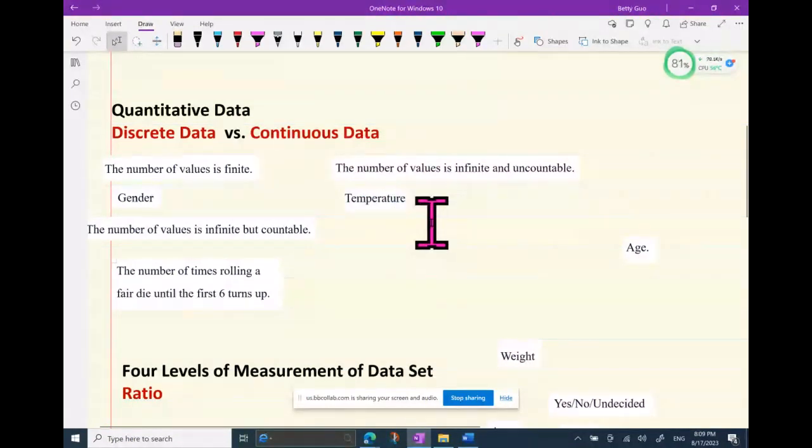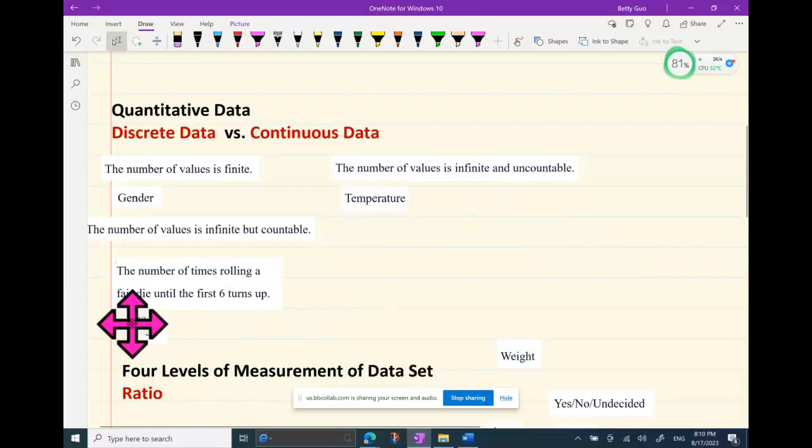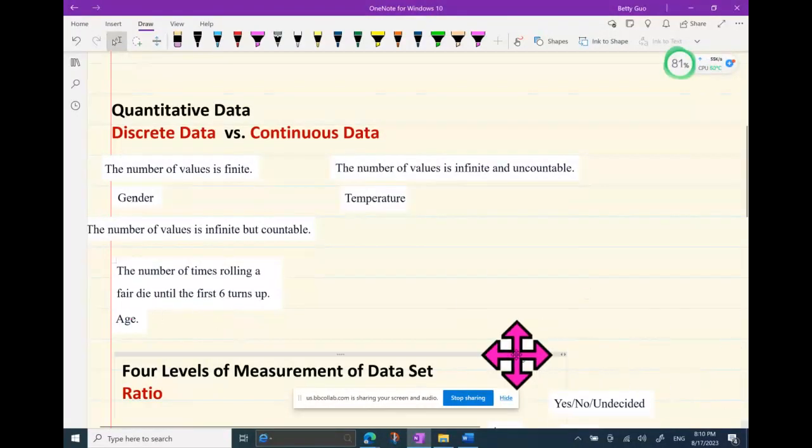If we see temperature as a variable representing today's temperature in Tulsa, the possible values of the variable could be infinitely many and uncountably many. Those values would fill a certain interval on the real number line. What about age? Age is discrete, right? As I said, even if you count the days, it is still discrete. Even if you count seconds, it is still discrete. And what about weight?